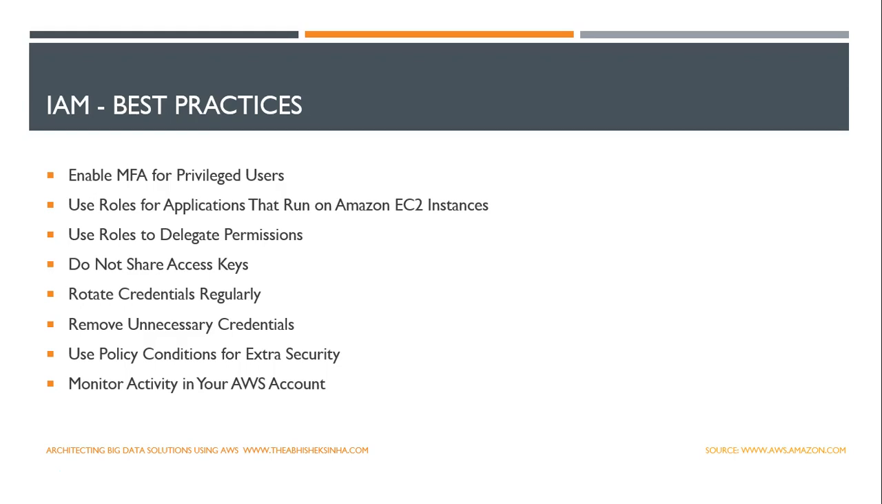Use roles for applications that run on Amazon EC2 instances. As I mentioned in my last video, roles are very essential when it comes to granting access to Amazon resources or applications. Let's say you have a Lambda service running and you want it to have access to one of the EC2 instances. You can grant a role for the Lambda service to assume an EC2 admin or user role, so that it can perform certain actions, or log on to the EC2 instance.